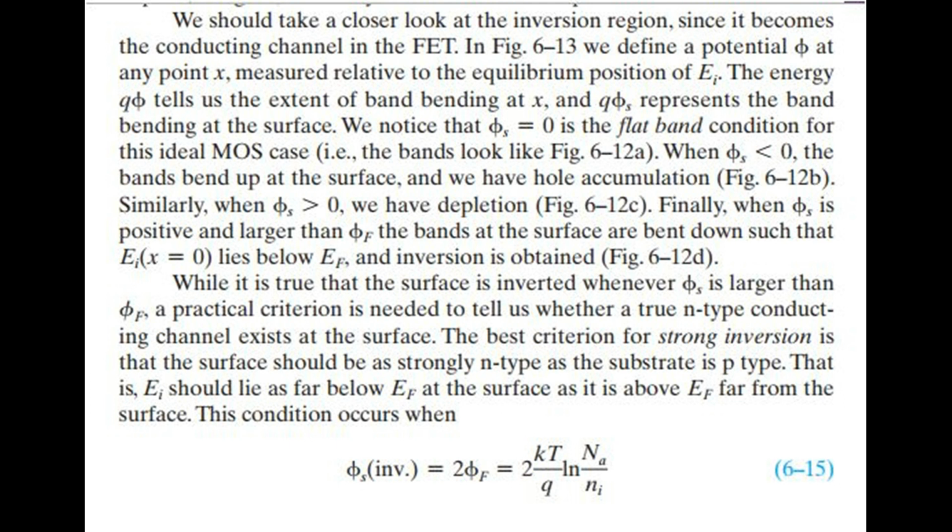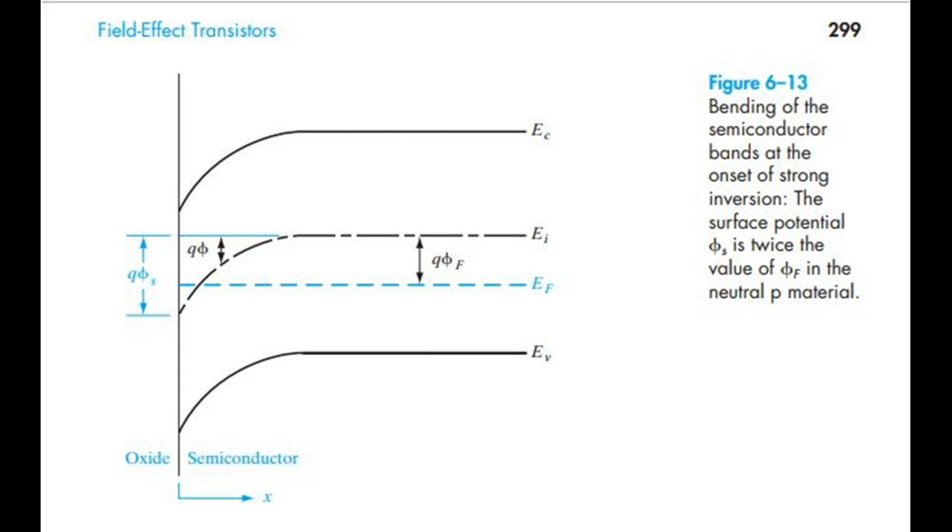surface. This condition occurs when a surface potential of ψF is required to bend the bands down to the intrinsic condition at the surface, Ei equal EF, and Ei must then be depressed another qψF at the surface to obtain the condition we call strong inversion. Figure 6.13. Bending of the semiconductor bands at the onset of strong inversion. The surface potential ψs is twice the value of ψF in the neutral p material.